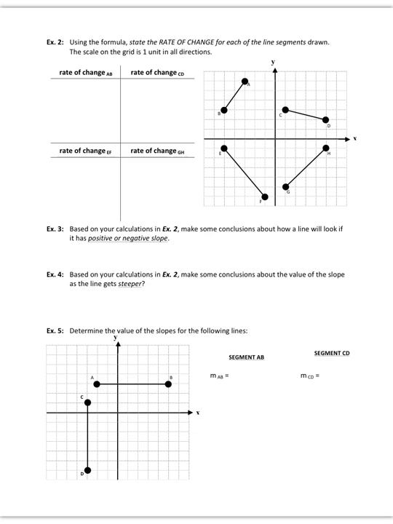It's asking for the rate of change of AB, the slope of AB. So I'm going to find, here's my line labeled AB, and even though the A is first, we're going to start on the point that's most to the left. It's like reading a book. So we're going to go from B to A.